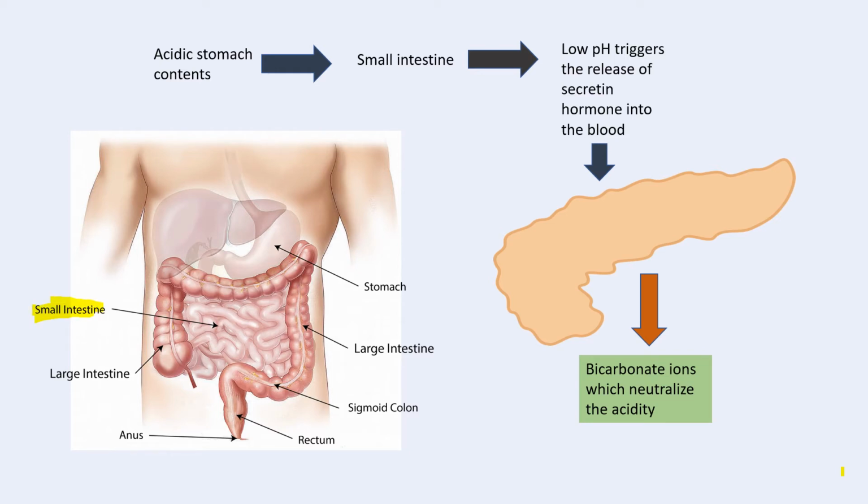After the digestion completion in the stomach, the food contents of the stomach enter the small intestine. The stomach contents are acidic in nature. So when these acidic stomach contents enter the small intestine of the digestive tract, this acidity, or we can say the low pH, triggers the release of a hormone termed secretin into the blood. This secretin hormone, which is released in the blood, stimulates the pancreas to release bicarbonate ions, which neutralize this acidity of the stomach contents.